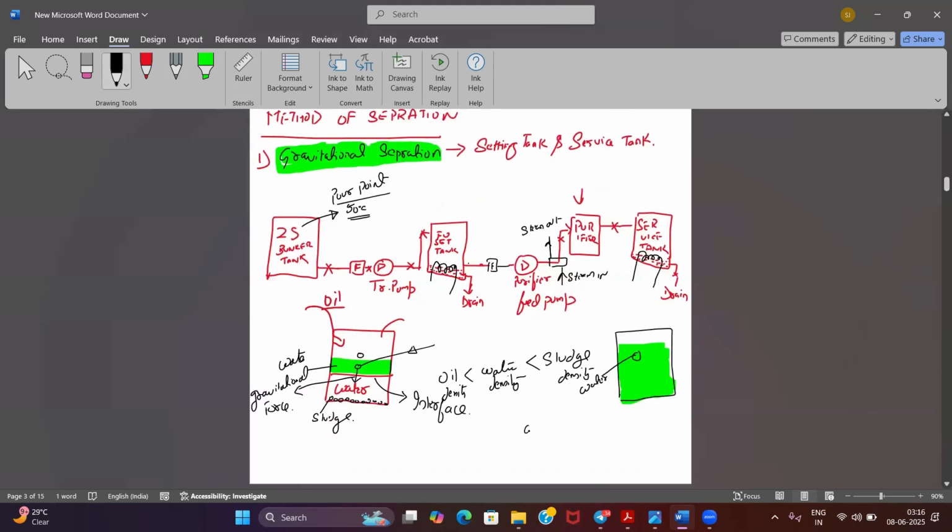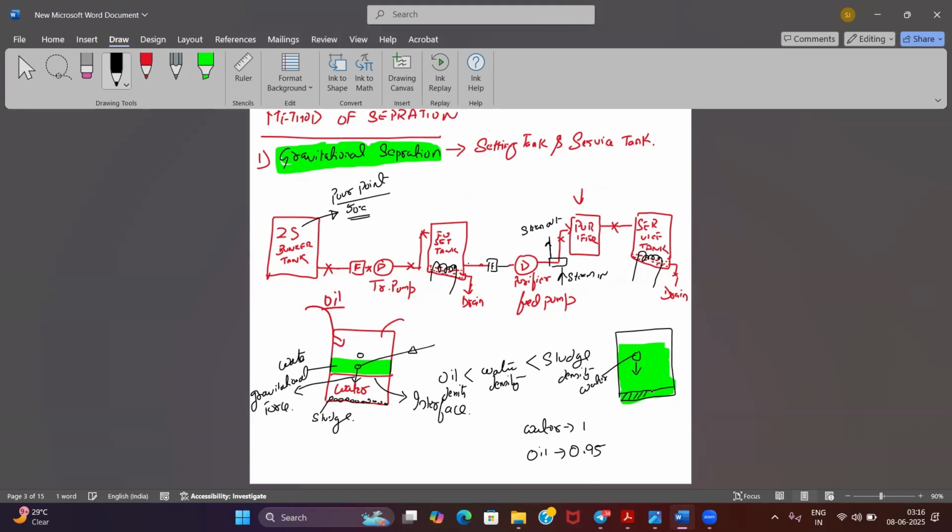Normally the density of water is 1. Okay, and oil density will always be less than 1. For example, I'll take an example of 0.95. Okay, so what will happen? This water particle will slowly start to go down. Okay, and finally it will reach the bottom and it will accumulate at the bottom.